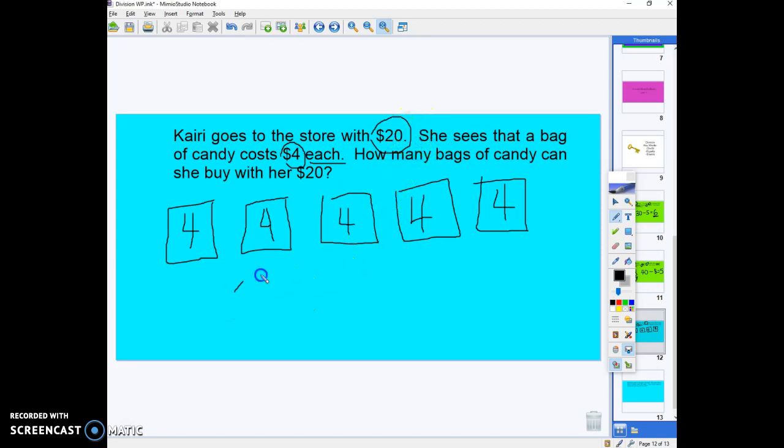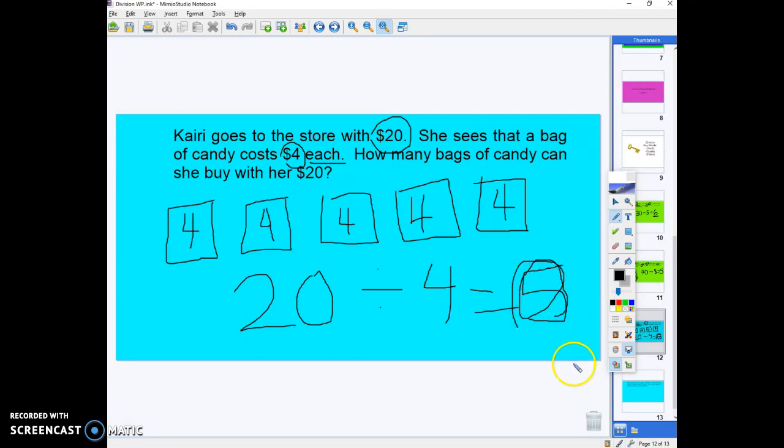Or just look at it this way. She has $20. She's going to divide it by 4. She's going to chunk her money up into $4 chunks, and it's just 20 divided by 4. 20 divided by 4 is 5, which is what we got here with the repeated addition. So go either way. You see she starts out with 20. She wants to spend $4 at a time, and so she's dividing $20 into 4 chunk pieces, and gets 5 as her answer. So 20 divided by 4 equals 5.